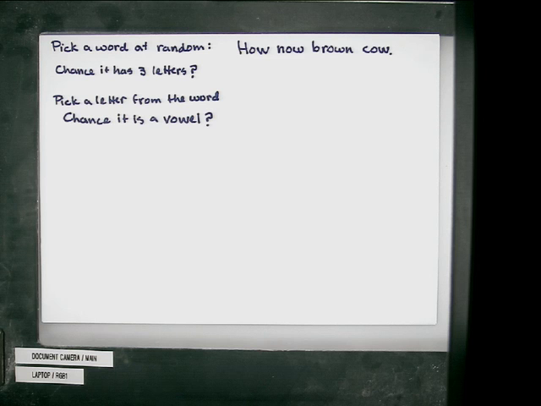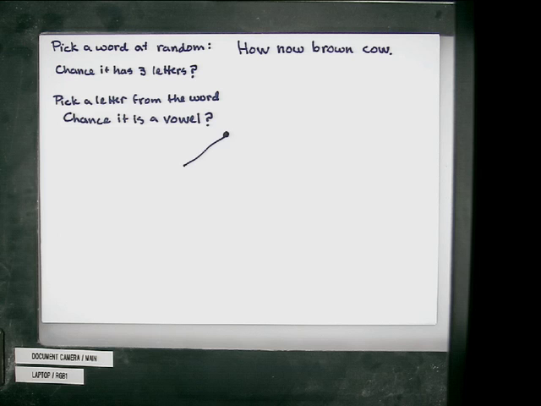So, did anyone use a tree? Did anybody think about using a tree? This is sort of a natural problem to use a tree with because there's a time sequence here. So we can think about first drawing a word. There's a complex tree or a simple tree. I could draw a tree where each branch coming from the tree is a different word. So this would be how, now, brown, and cow. And then the next step is to choose a letter from that word.